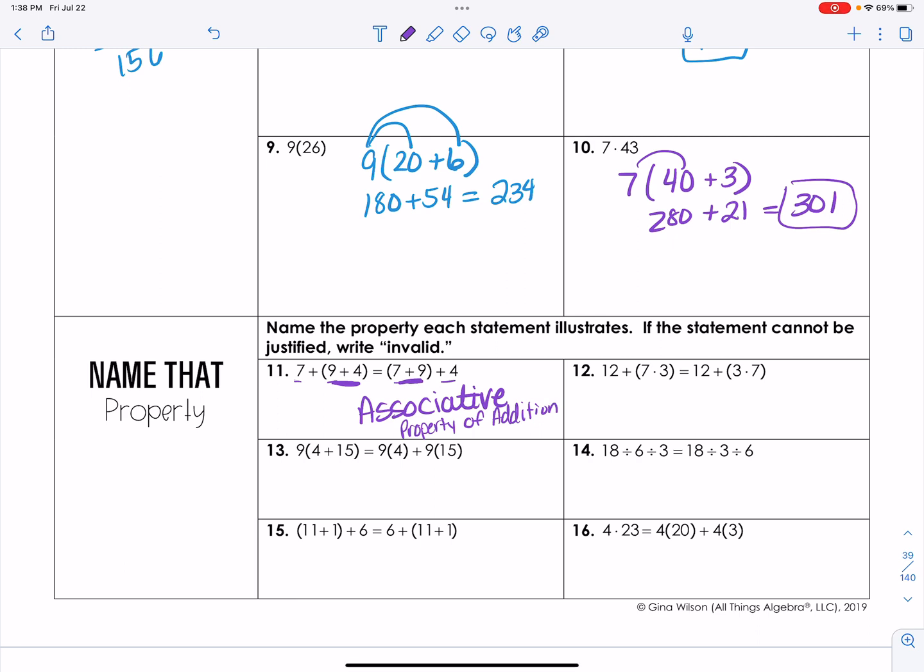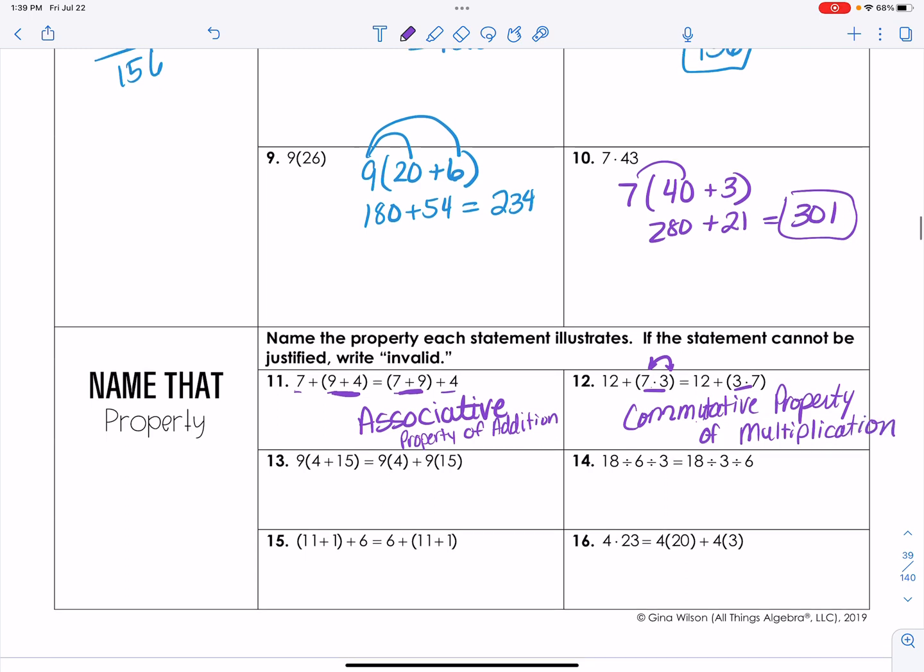Now on the next one, the 7 and the 3 are still in the parentheses, but their order has been changed. So this is the commutative property of multiplication, because you're multiplying. I think I just spelled that wrong. We'll pretend.